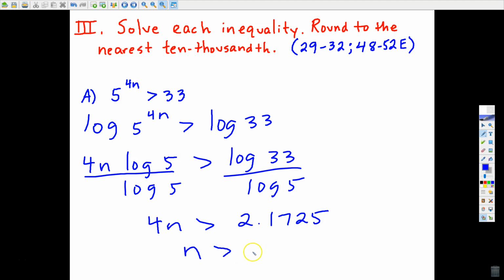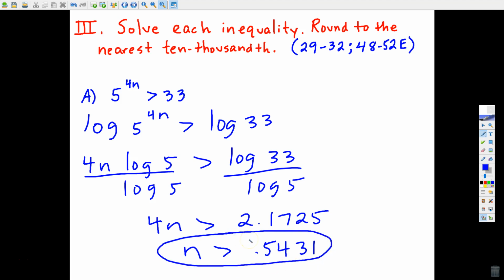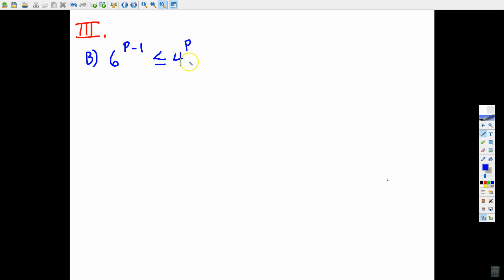So Trent, when you get that, what is that? I got 0.5431. So my answer now, n is greater than 0.5431. Who got it? Any questions? Okay, I think the next one you need to make a slight adjustment because I accidentally wrote it down as 4 times p. It should be 4 to the p power. So make that adjustment on your notes. Instead of 4 times p, make it p as an exponent.